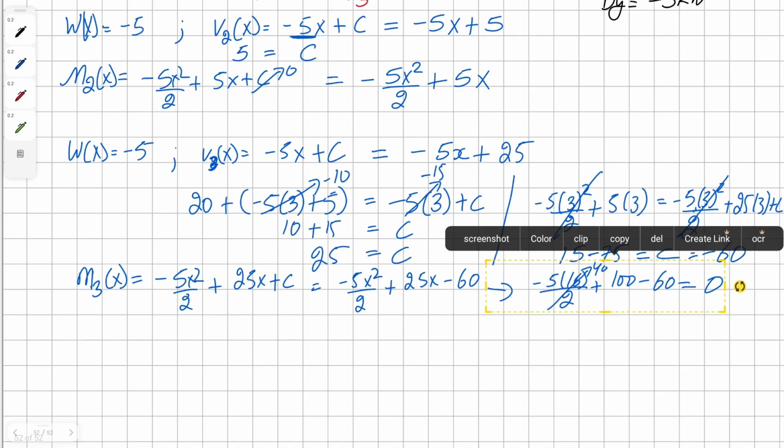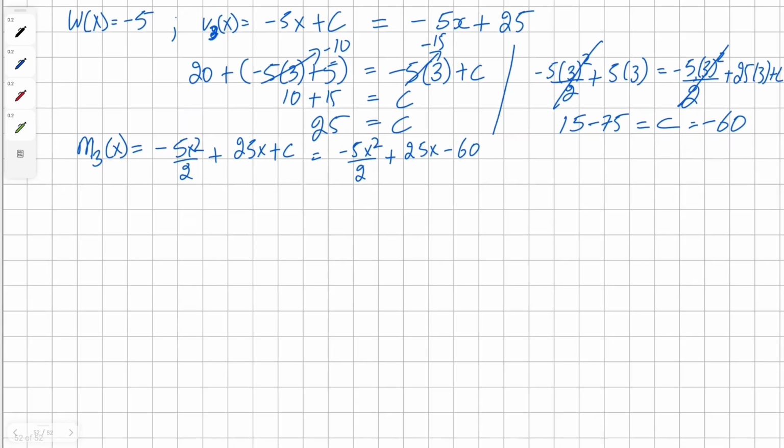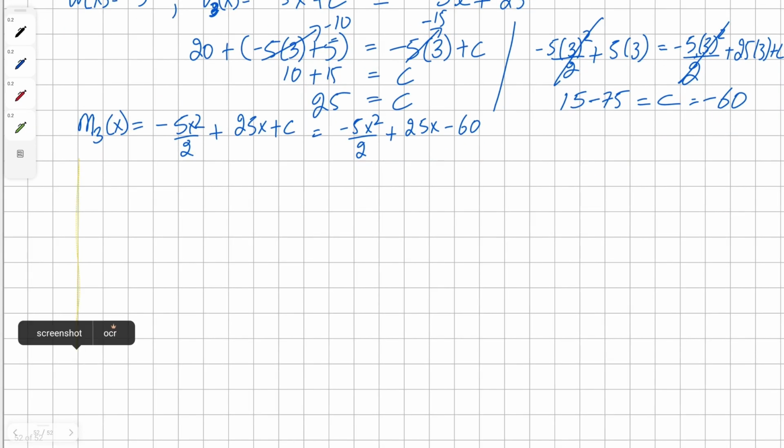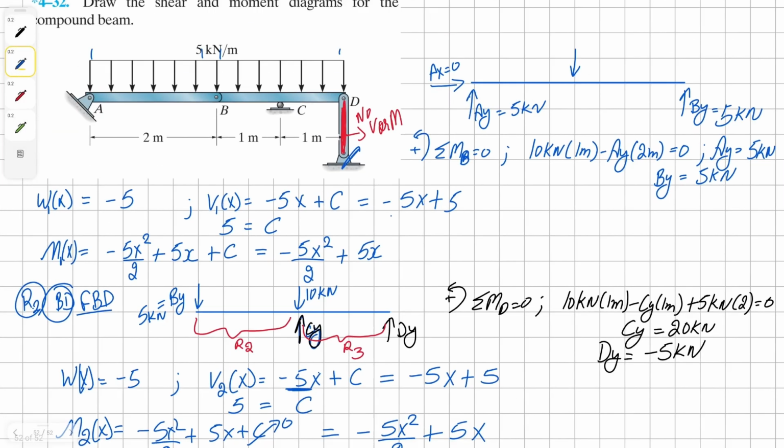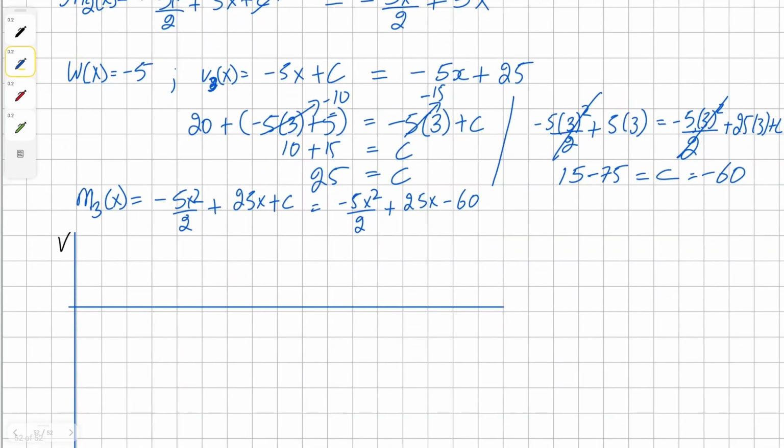Alright, so now that we have everything solved, we can draw our shear and moment diagrams. So let's start with our shear. Our shear is going to look something like this. So we're going to begin at 5 kilonewton.